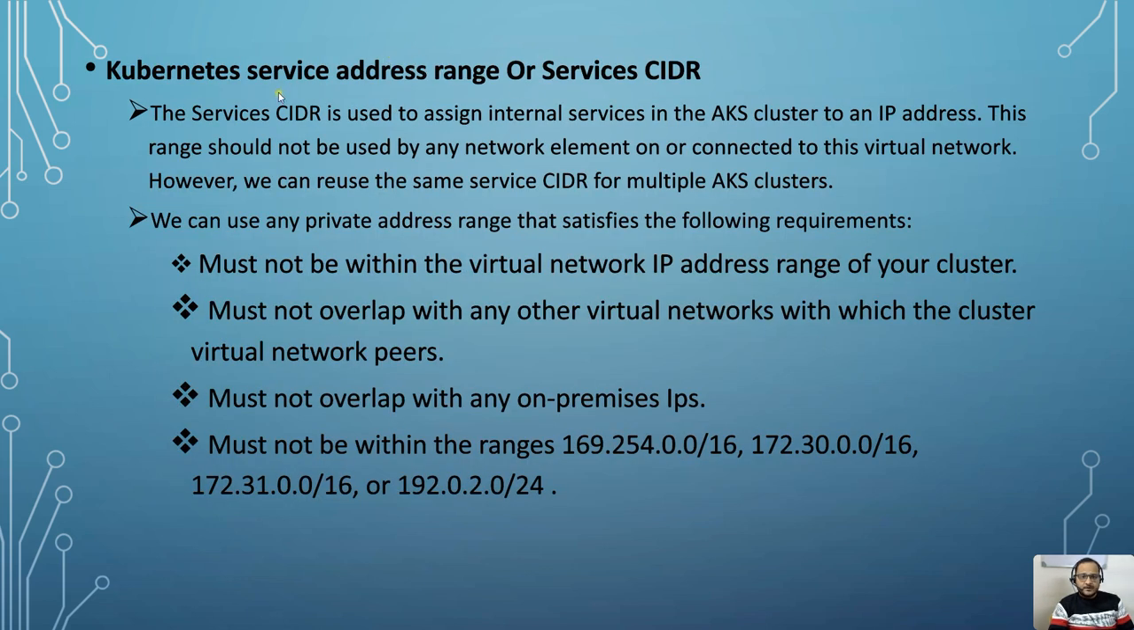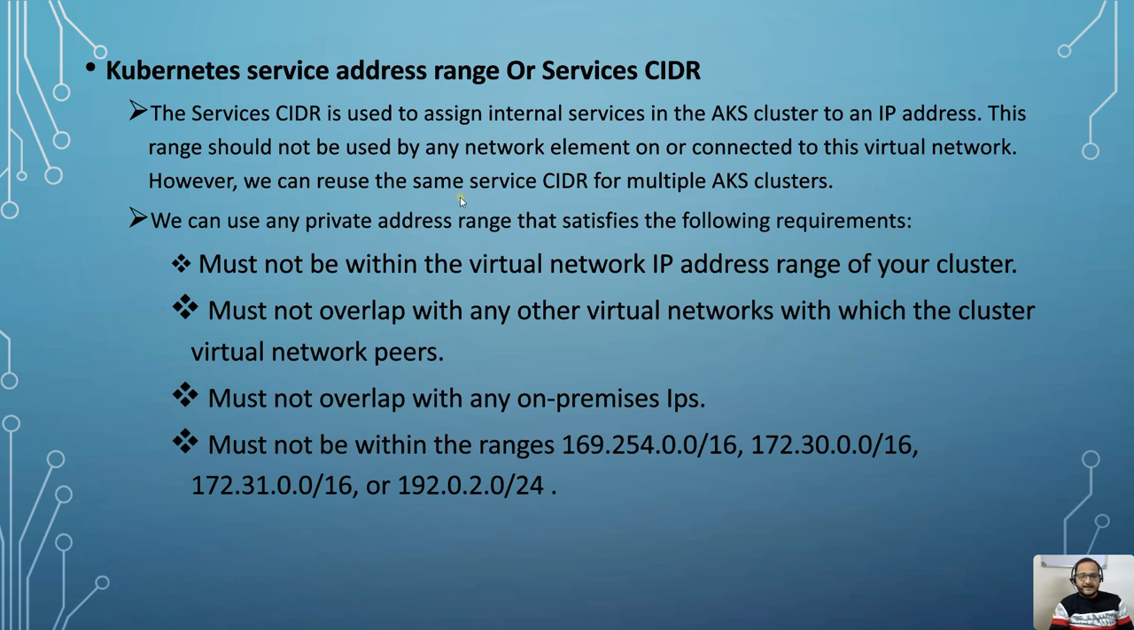Next term we have is the Kubernetes Services Address Range, or Service CIDR. So we have one, Node Pool CIDR, another one, Pod CIDR, and the third one, Services CIDR. These are the different terms which the Microsoft AKS cluster provides. The service CIDR is used to assign IP addresses to internal services in the AKS cluster. For example, if you are creating an ingress controller, completely different IP addresses will be allocated, and these IP addresses will not overlap with any of your network.